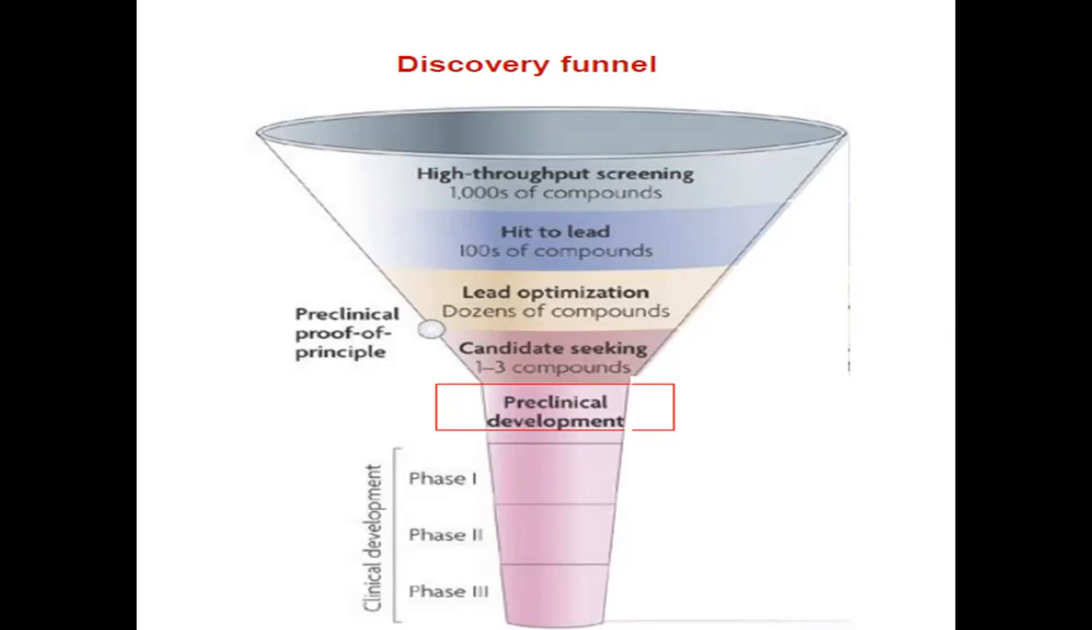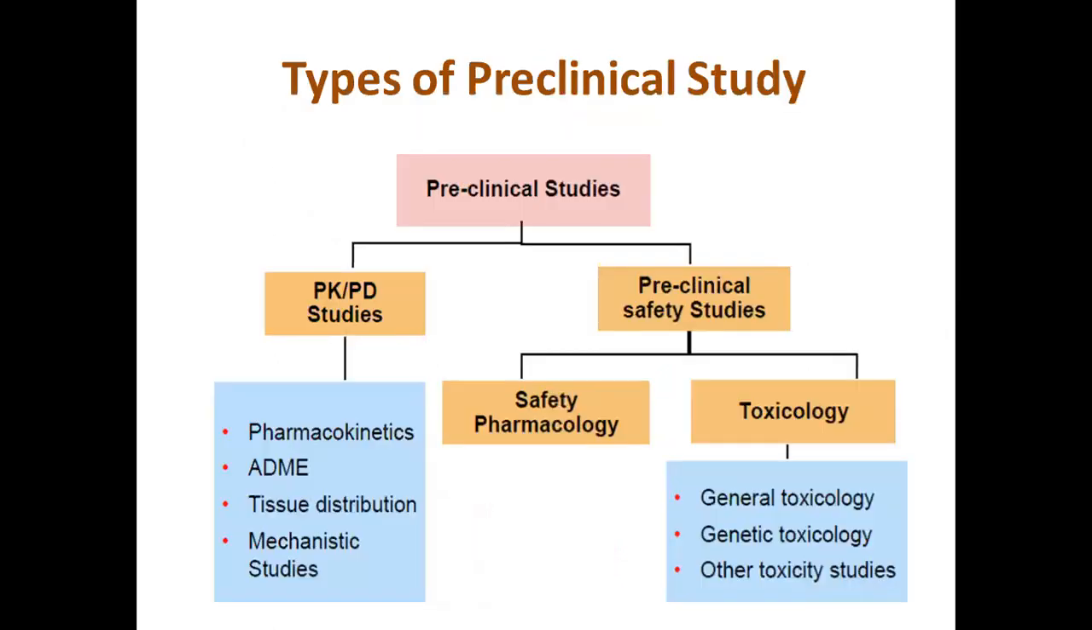And after doing lead optimization, that can be at around 10 compounds, and ultimately the candidate seeking process, we get 1 or 1 to 3 compounds. Then we will move on to the preclinical development before going to phase 1 clinical trial.